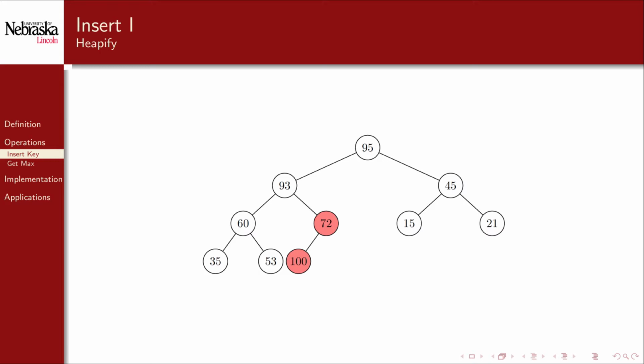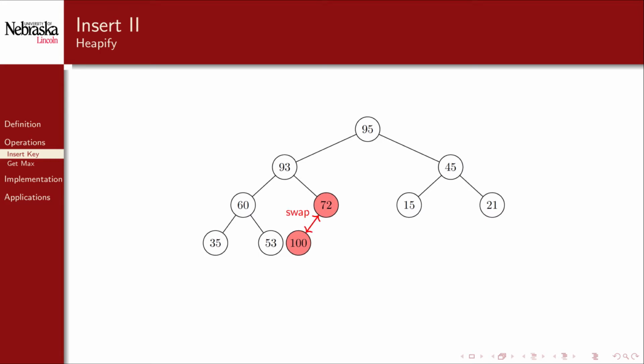Here's the heap from before. Since 100 and its parent are out of order, we swap them. The heap property is still not satisfied, as 100 and 93 are out of order, so we swap them again. And now 100 and 95 are out of order, so we make one last swap. And 100 becomes the new root key. The heap is now fixed and both properties are satisfied.